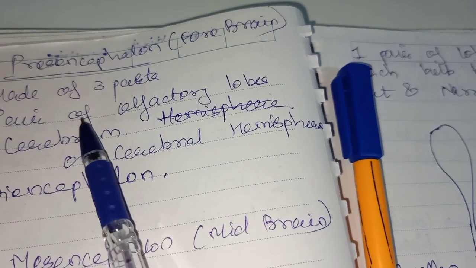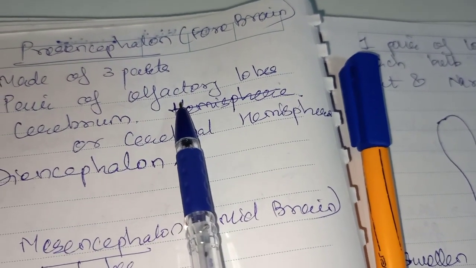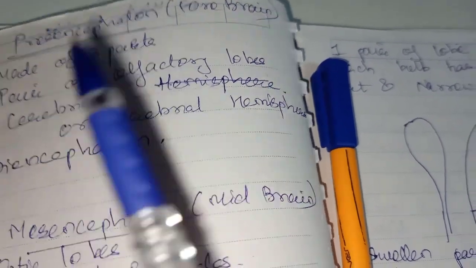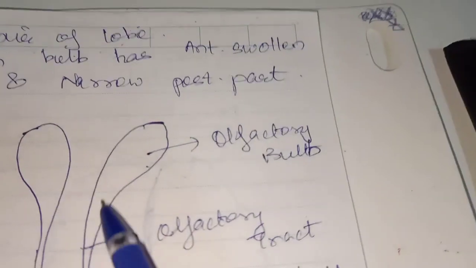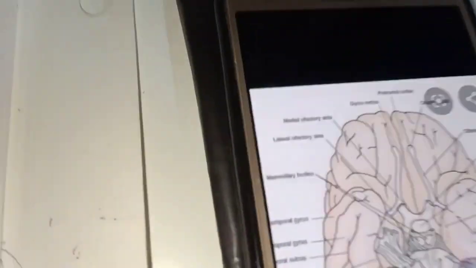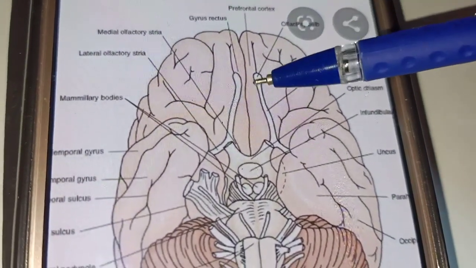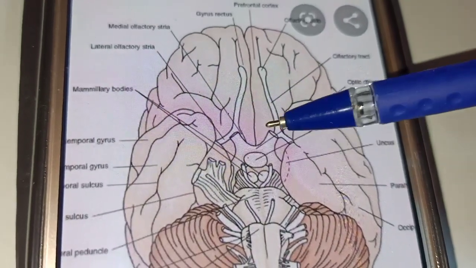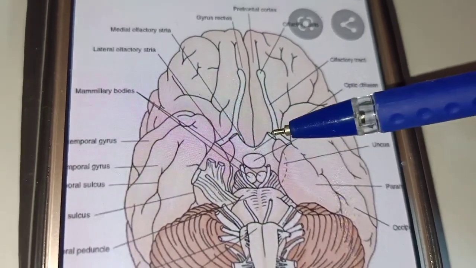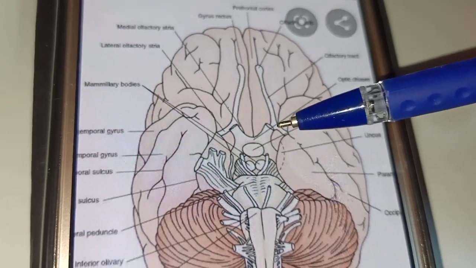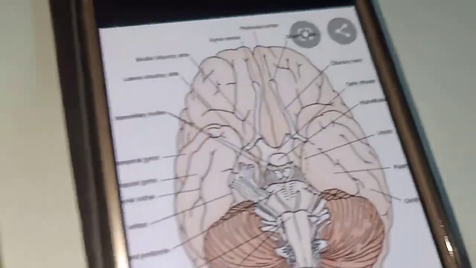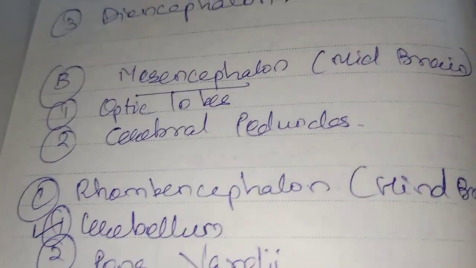It is completely covered by the cerebral hemispheres. It has an anterior swollen part which is known as the olfactory bulb, and a posterior narrow part which is the olfactory tract, and it is connected to the temporal lobe below. So the function is detection of smell. Clear? The next is mesencephalon, which is midbrain.